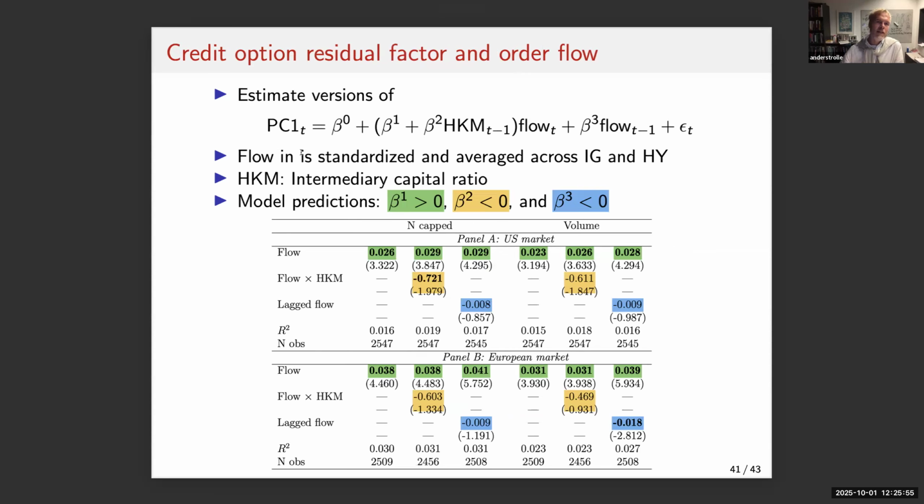So we test those predictions by regressing the residual factor onto the flow, the lag flow, and then we also interact the coefficient on the contemporaneous flow with the HKM intermediary capital ratio. The model predictions are that the coefficient beta 1 should be positive, beta 3 should be negative, and beta 2 should also be negative, so that when intermediaries are less capitalized, more risk averse, then the coefficient on flow is higher. We run different specifications of that regression, and both in the US and European market, we find support for these model predictions. In fact, all the signs of the coefficients are consistent with the model predictions, and especially the coefficients on the contemporaneous flow are statistically significant.